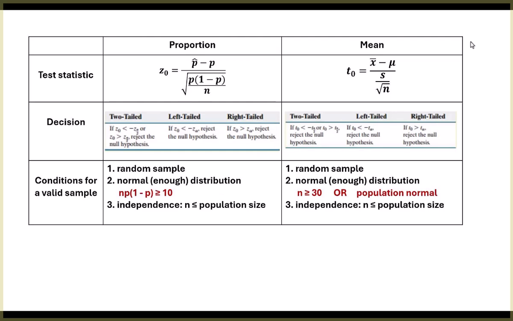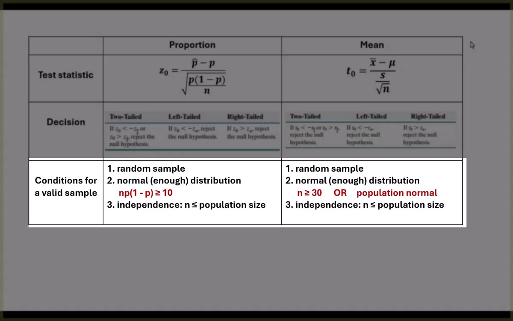Here's how you make your decision. Notice something. The conditions are the same, except when you're talking about, is my sample normal enough? Is that sampling distribution normal enough? For proportions, you do the np times 1 minus p greater than or equal to 10. Not so for averages. There's two ways for averages to work. Number one, if your sample's bigger than or equal to 30, that's almost always going to be the case. Or if you've got a smaller sample, is the population normal? Either one of those will work.